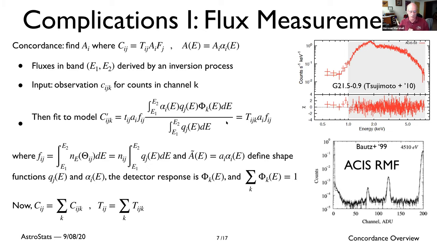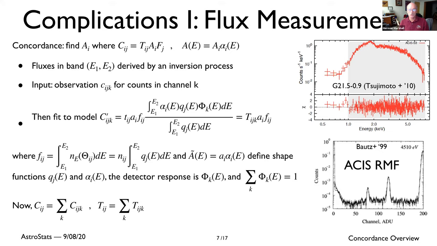This is the process of how we actually go about measuring fluxes. The counts that we are comparing to in this calculation up here are the expectations of these, just the sum over all the pulse sites, all the channels for a given instrument, where K is the channel. And we have a Tij up here, which is just the sum of these Tij K for all the different channels. So we have a process here. It's a complication that we have to work out, and this is now in the paper, where we talk about the details of how we handle our data. All right, so that's complication one.